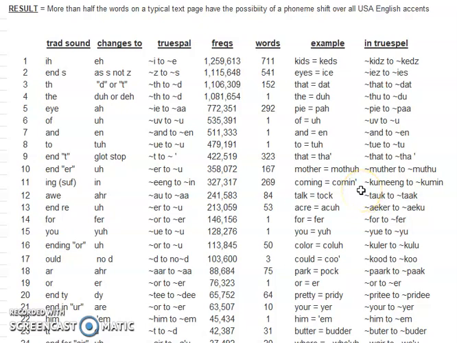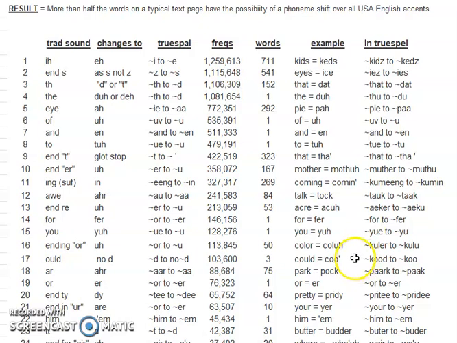Coming goes to comin'. I'm coming, I'm coming. Talk goes to tawk. You talk a good game. This is West Coast, I think, or Central USA. Acre goes to acka, again with an R switch to a. For goes to fur. One for the money, two for the show. You goes to ya. What do ya mean? What are ya doing? Color goes to colah.